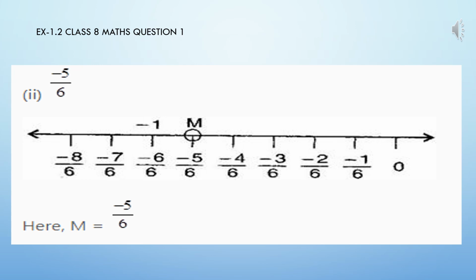Here, denominator is 6, so we have to convert all the numbers with denominator 6. So, we will convert according to the quotient, that is minus 1 into minus 1 upon 6, minus 2 into minus 2 upon 6, minus 3 into minus 3 upon 6 and so on. Now M represents the value, that is minus 5 upon 6.